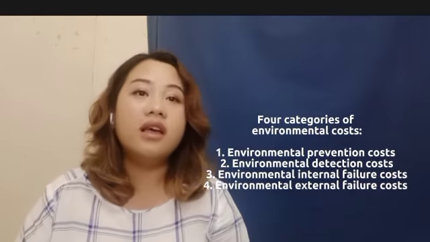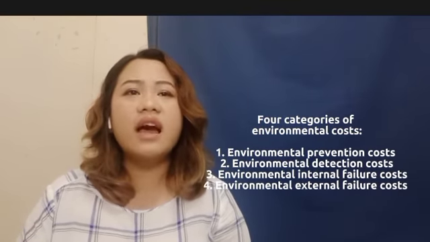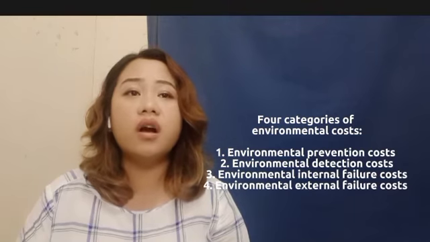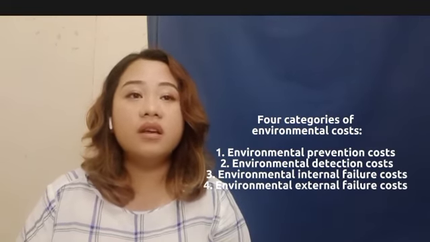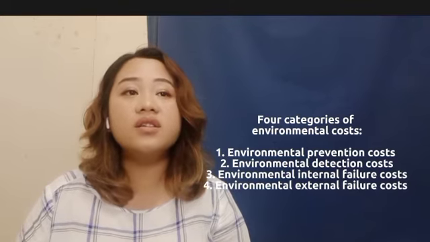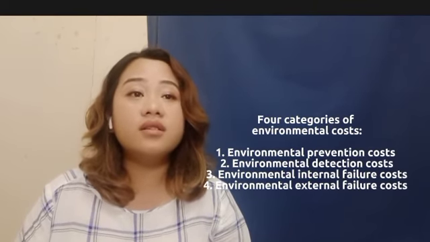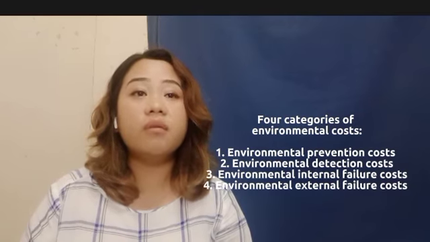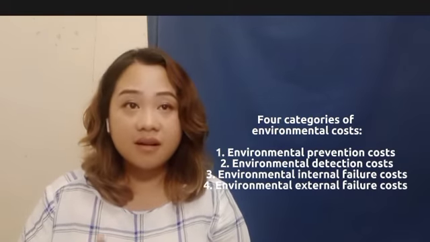There are 4 categories of environmental cost. The first one that we're going to talk about is environmental prevention cost. These are the costs of activities carried out to prevent the production of contaminants or waste that could cause damage to the environment. The second are the costs of activities executed to determine if products, processes, and other activities within the firm are in compliance with appropriate environmental standards.